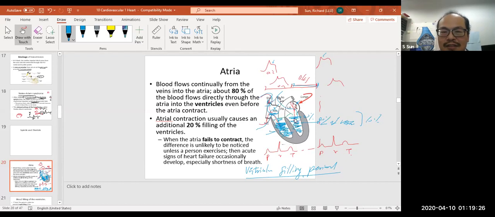So this one leads to the concept that we mentioned earlier. If the atrium doesn't contract at all, the ventricle still stores 80% of the blood. The atrium contraction only helps with this extra 20% of the blood. So even without atrium contraction, people won't notice it because that 80% is good enough for regular daily life.